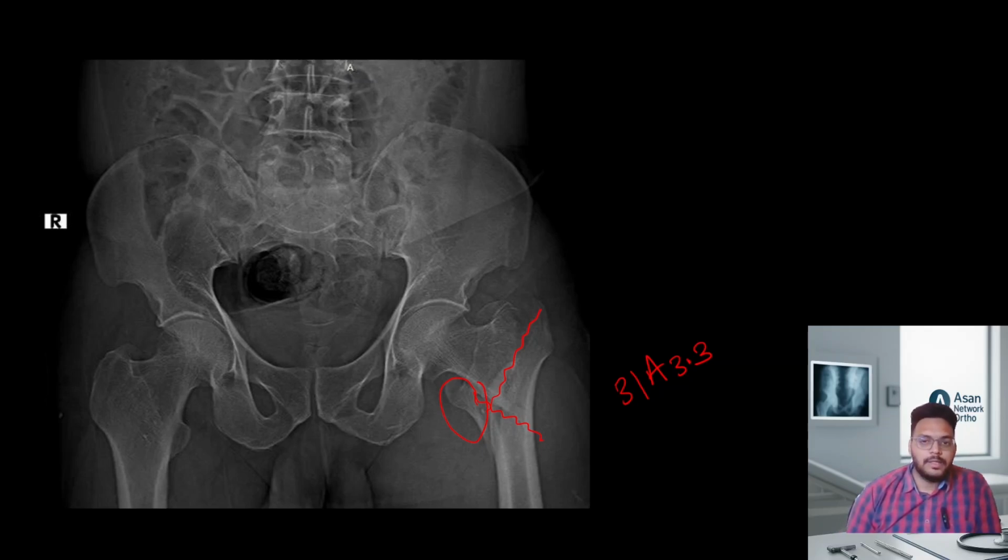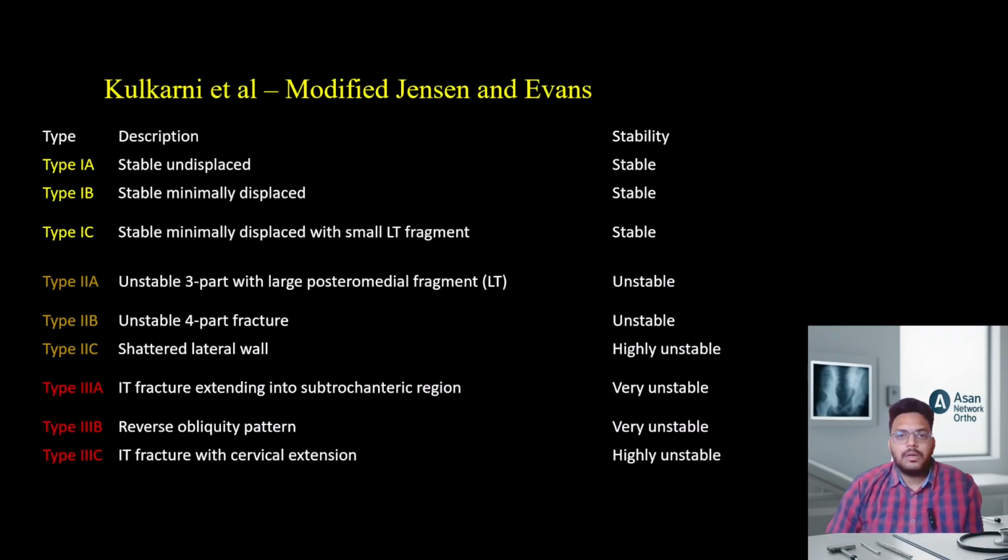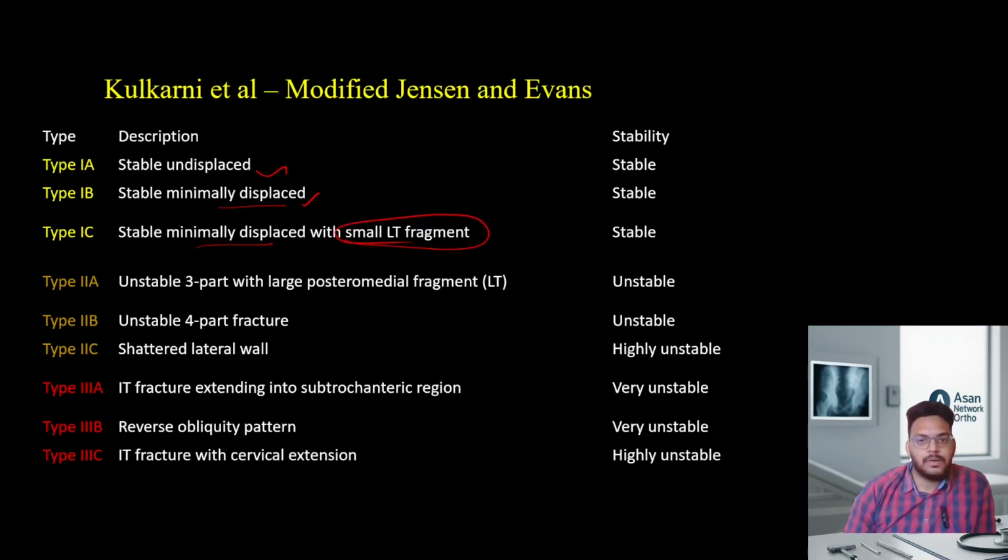3.1A 3.3. So coming to Kulkarni et al., where he modified Jensen and Evans classification, he gave 3 types, each having A, B and C. So type 1: A is a stable undisplaced fracture, B is stable minimally displaced, and C is minimally displaced with a small LT fragment. All 3 are stable.